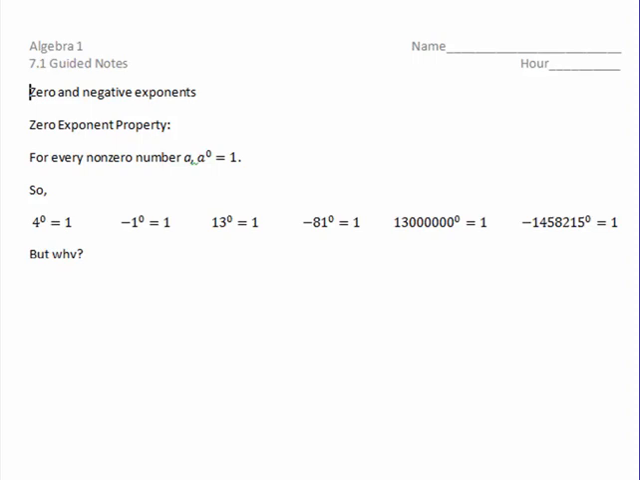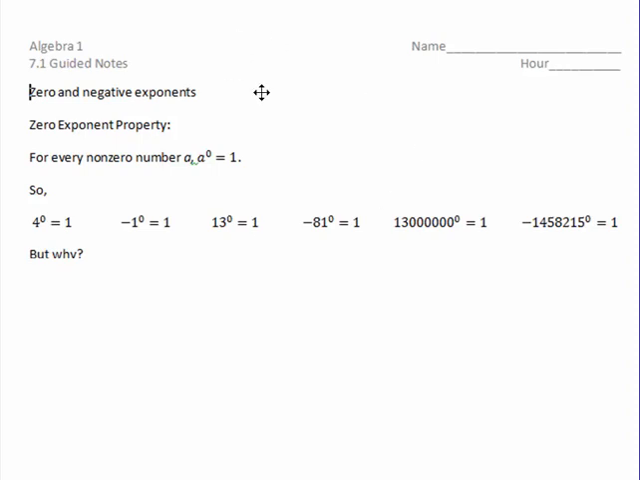First thing we want to talk about is the zero and negative exponents. Those are going to be the two properties that we're going to learn today. Both are pretty important and pretty simple once you understand what you're doing.